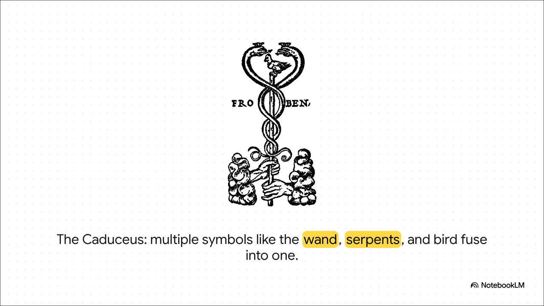You've got the wand in the middle, which can stand for the axis of the world. Then you have the two snakes, representing this flow of energy or healing. And see that bird at the top? In many versions, that's there to represent the soul or the spirit. See how they stack meanings?